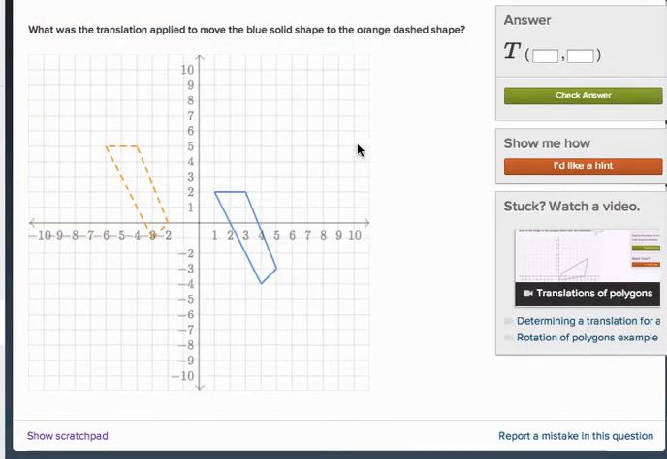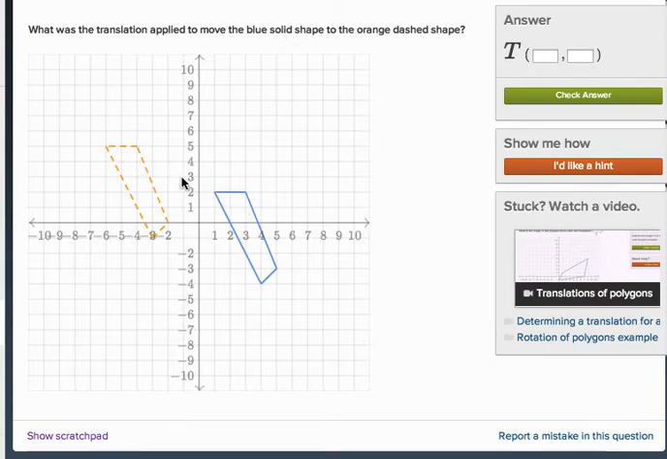Here's a common question that I'm going to have you do now in class. It's actually one of the questions I'm adding to your quiz. But this is pretty simple, so let's look at it here. What was the translation applied to move the blue solid shape to the orange shape, so from blue to orange?